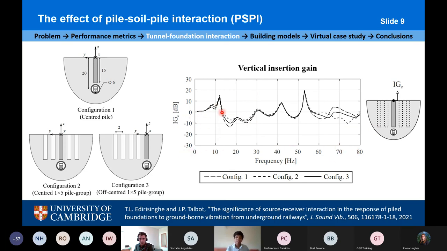We see that at low frequencies, under around maybe 60 hertz, there's no difference in the response measured at the top of these particular piles. But when we go above 60 hertz, we see differences of around plus or minus 5 dB, which occur because of this pile-soil-pile interaction. This is the difference caused by having different arrangements of piles next to each other, and you see this effect happening particularly at the higher frequencies.